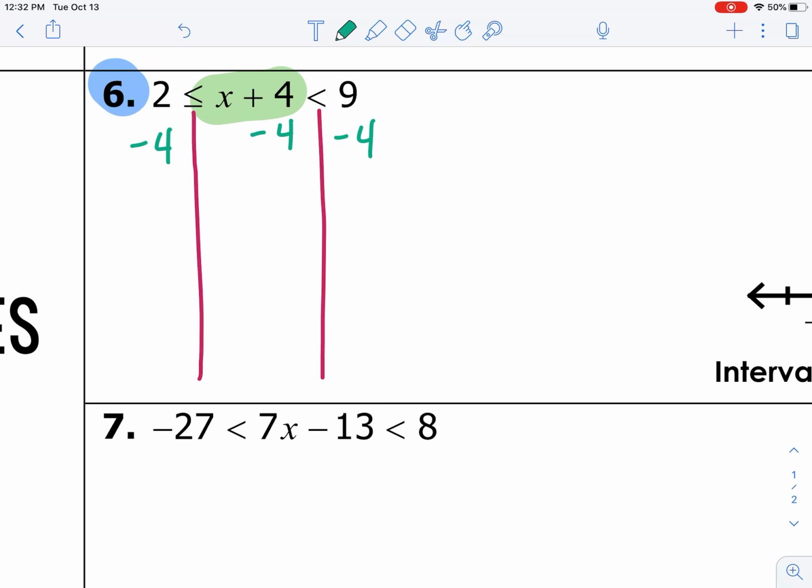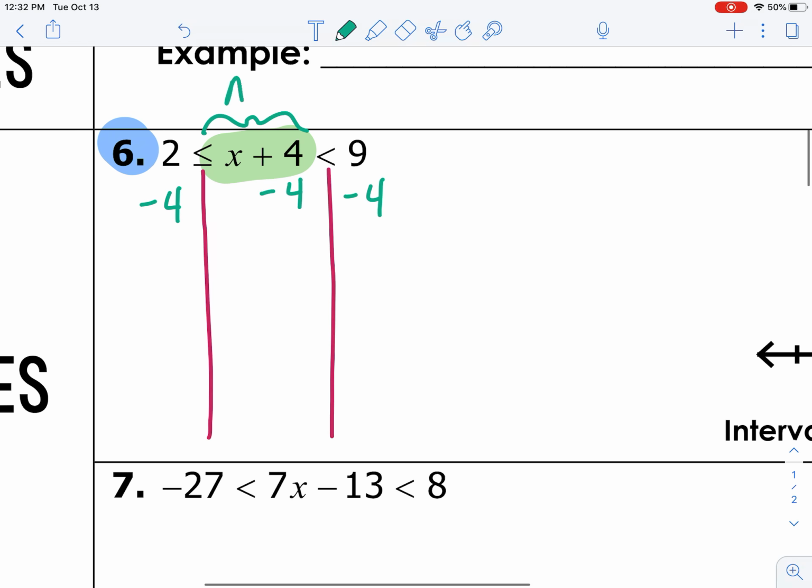Okay? So anytime you see an inequality with a middle like this, this means an AND inequality. Okay, so this is just another way to write an AND inequality.